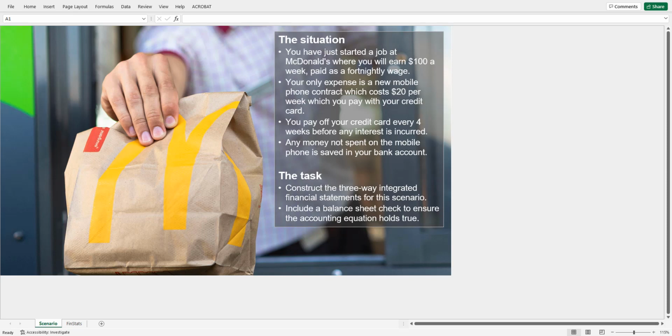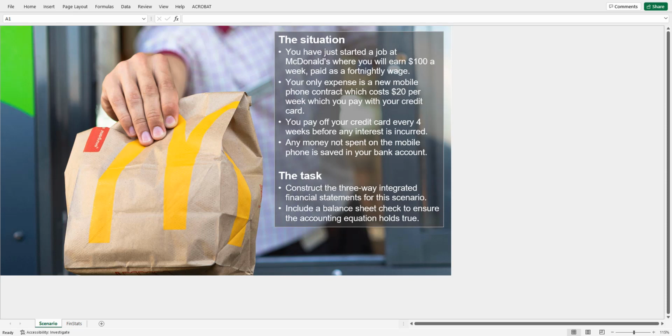You have just started a job at McDonald's where you will earn $100 a week paid as a fortnightly wage. Your only expense is a new mobile phone contract which costs $20 per week, which you pay with your credit card. You pay off your credit card every 4 weeks before any interest is incurred, and any money not spent on the mobile phone is saved in your bank account.